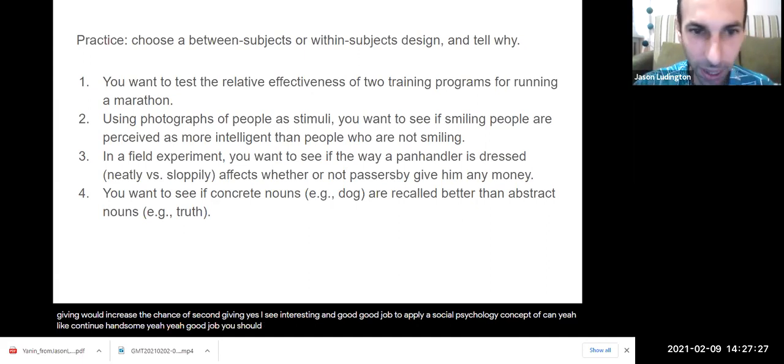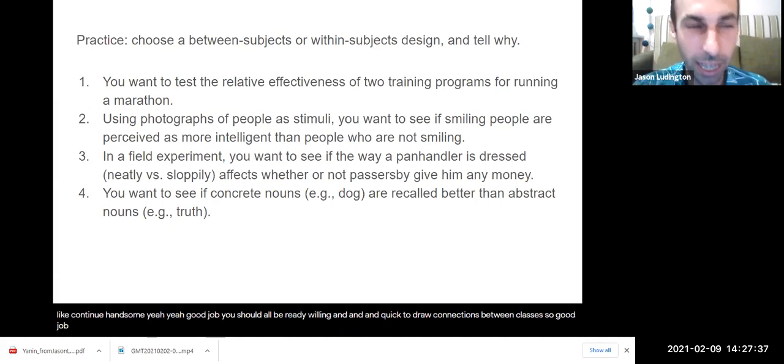You should all be ready, willing, and quick to draw connections between classes. So good job. Psychology is one discipline, it's not many.